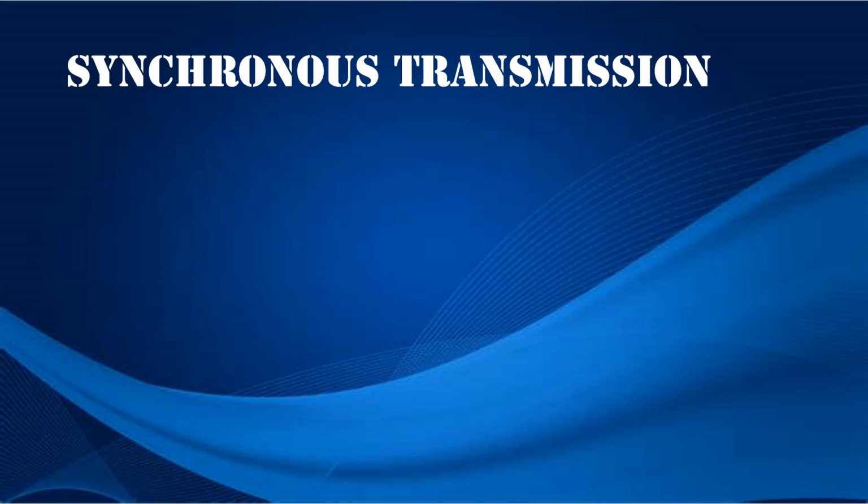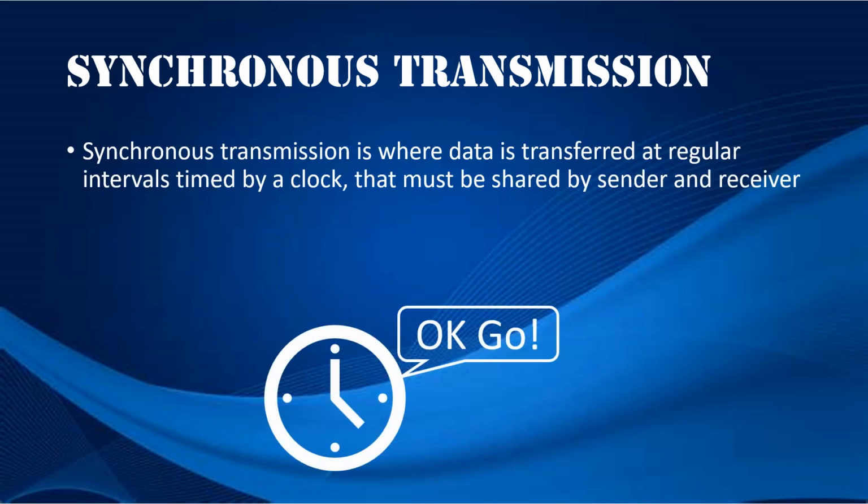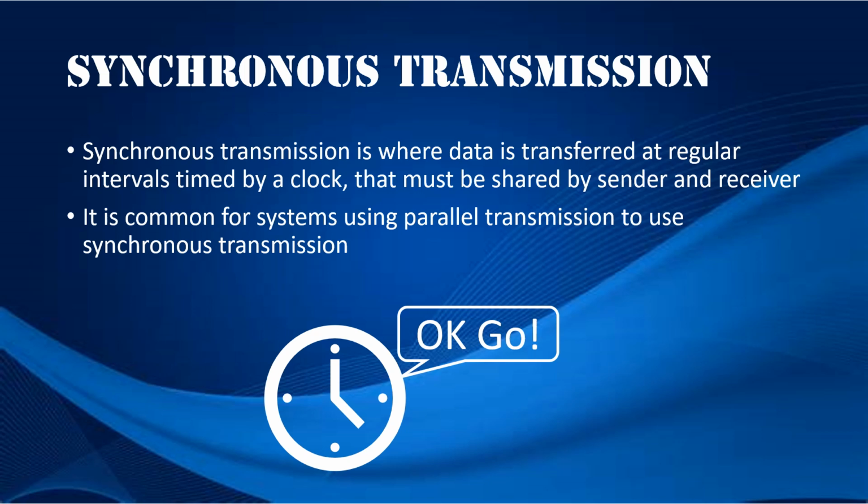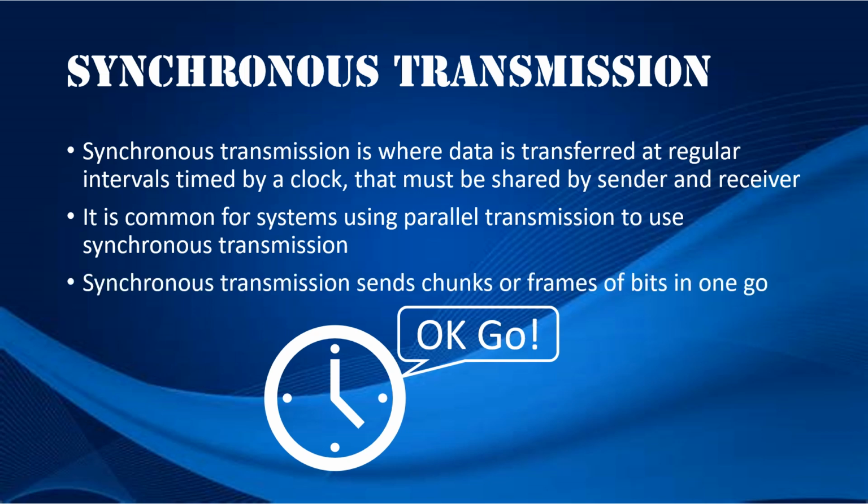Serial and parallel transmission describe the number of simultaneous bits that can be transferred during a transmission. We also need to know about a transmission's synchronicity. A synchronous transmission is where data is transferred at regular intervals timed by a clock that must be shared by the sender and the receiver. It is common for systems using parallel transmission to use synchronous transmission. Synchronous transmission sends chunks or frames of bits all in one go.